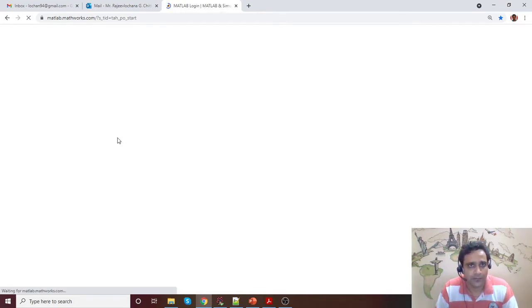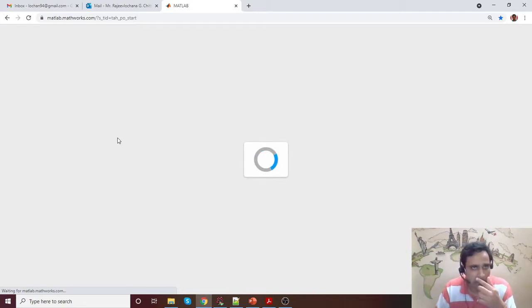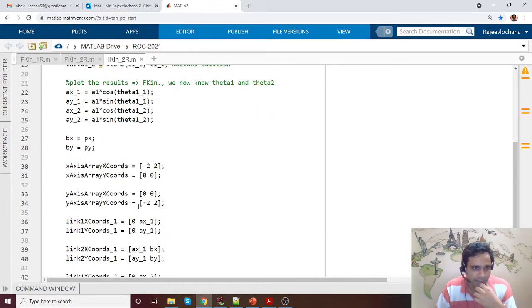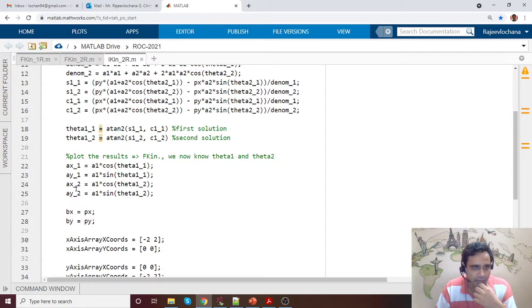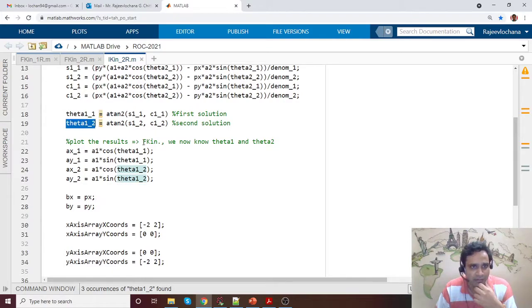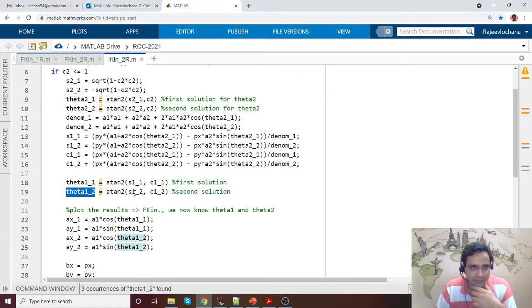Sorry for that. So ax, second solution. Okay, now ax2 is a1 into cos of theta 1, and ay2 is a1 into sine of theta 1 2. Okay, so that means theta 1 2 has a problem, which is atan2 of s1 and c1.